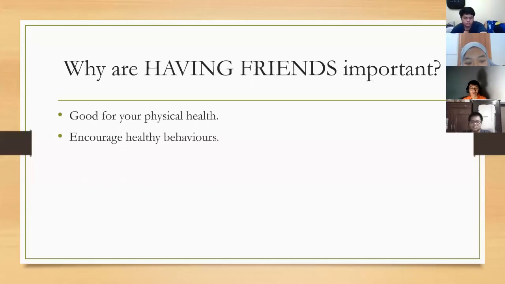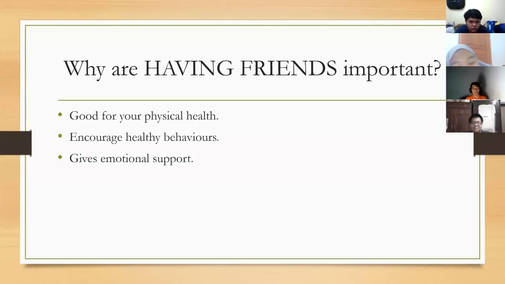And then the third one is gives emotional support. And yes, by telling your friend your story, your friend can provide you some advice and then maybe cheer you up. So yes, that's the form of giving emotional support.